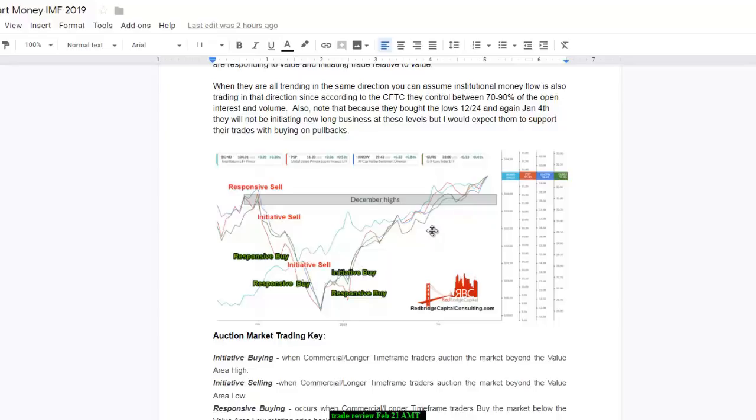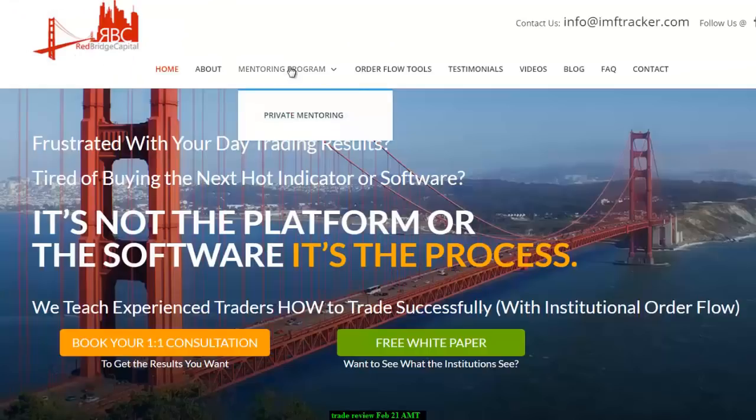So again, I just wanted to put a little trade to the auction market theory white paper. Hopefully this will help give you a little more insight into the process in the mentoring. And if you have any questions, feel free to reach out to me again, info@imftracker.com.